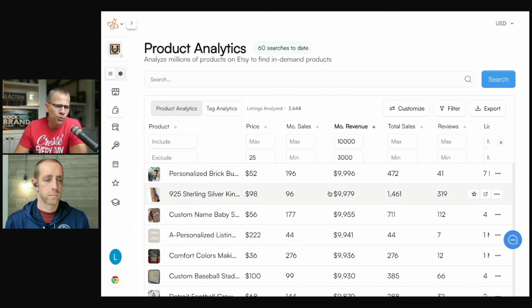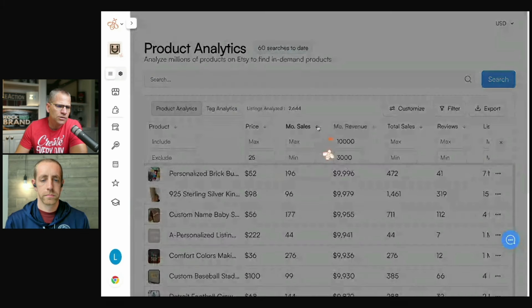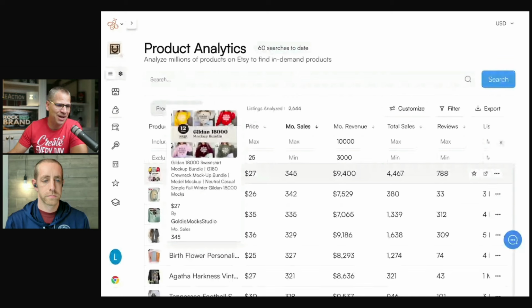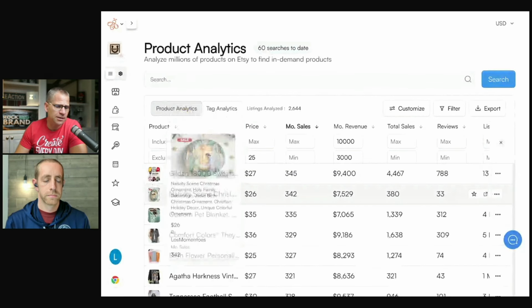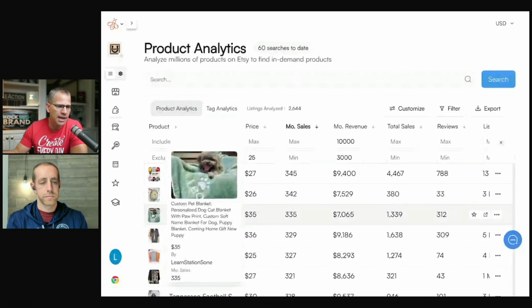So if we're looking at these right now, I can sort again. I sorted by monthly revenue here, but I can also sort by sales. And this one here looks like a complete mock-up bundle. That is digital products, by the way, but they're doing a massive bundle. Then here we have a nativity scene. Obviously around the holidays, it's going to do well. Then you've got a custom pet blanket. Probably a product for the pet market, right? And then here we are with another one.